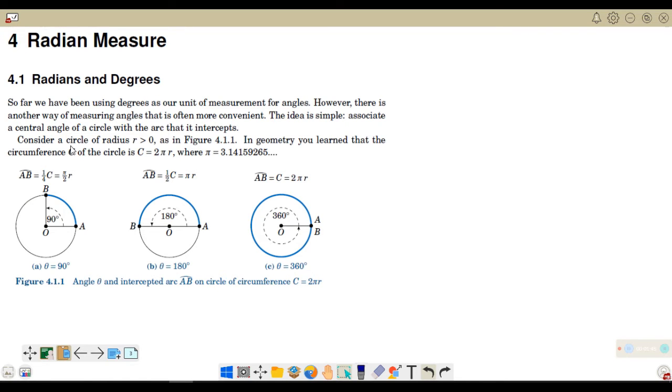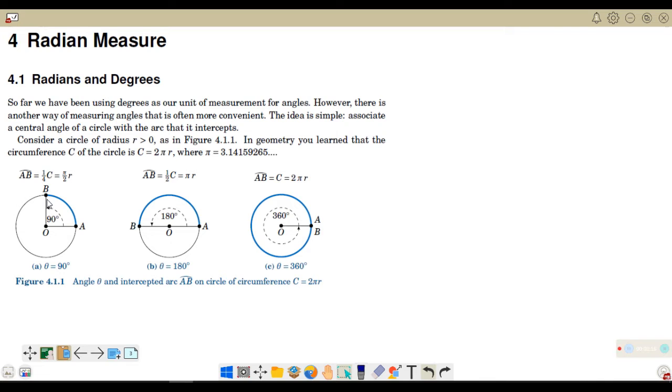So, let's consider a circle of radius r such that r is greater than 0. Bakit dapat greater than 0? Kasi kapag naging 0 yung measurement ng radius niya, isa na lang siyang point. Wala na tayong circle. So in geometry, you learned that the circumference of the circle C is equal to 2 pi r, right? And pi is approximately equal to 3.14159265 and so on and so forth.